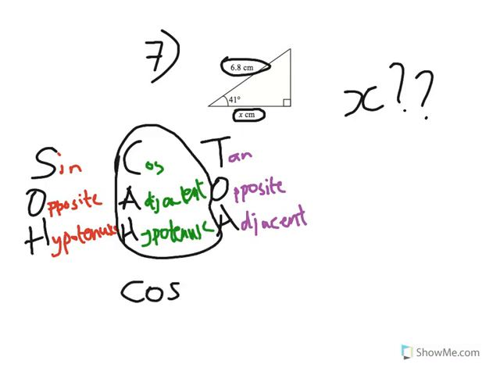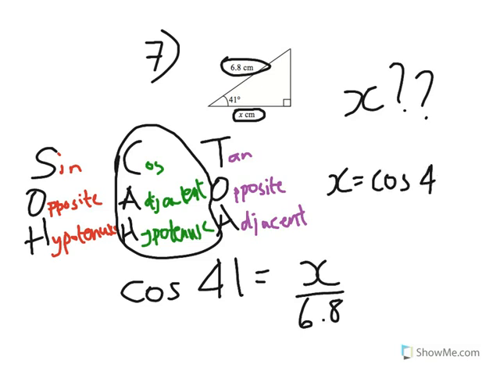So cosine of 41 is equal to adjacent, which is nothing but x, over hypotenuse, 6.8. If we multiply both sides by 6.8, we're going to get x is equal to cos 41 times 6.8, and so x is equal to 5.13 centimeters, and this is correct to 3 significant figures.